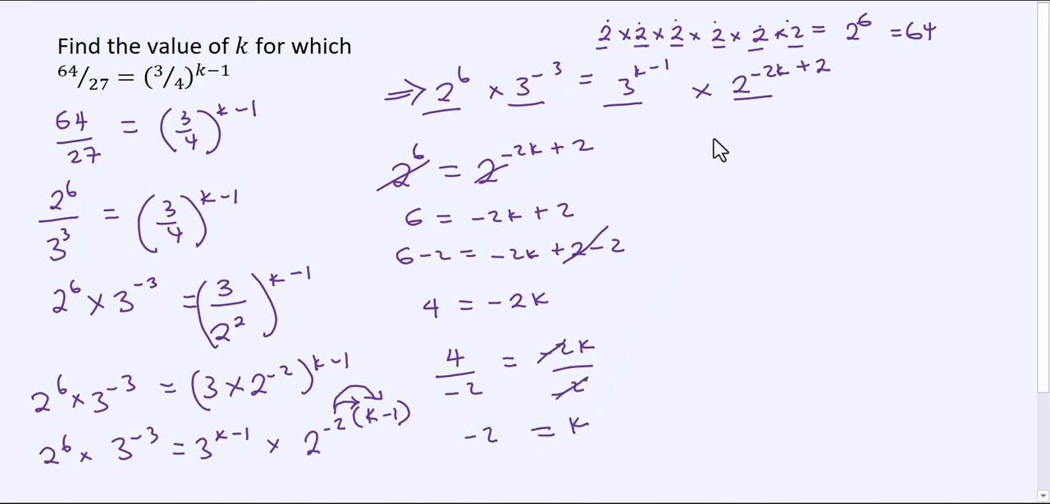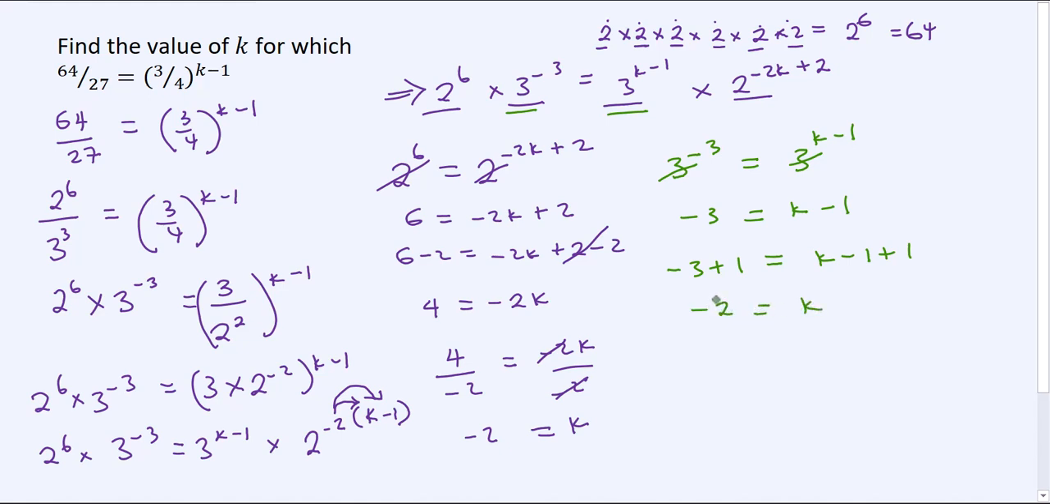Let's solve for the 3's. We have 3 raised to the power negative 3 is equal to 3 raised to the power k minus 1. So same base, cancel out. Negative 3 is equal to k minus 1. Collect like terms, or add 1 to both sides. Negative 3 plus 1 is equal to k minus 1 plus 1. Here we're going to be left with what? Negative 2 is equal to k. So you see that whichever way we use, negative 2 was our answer for both calculations. So however it is, our answer is negative 2.